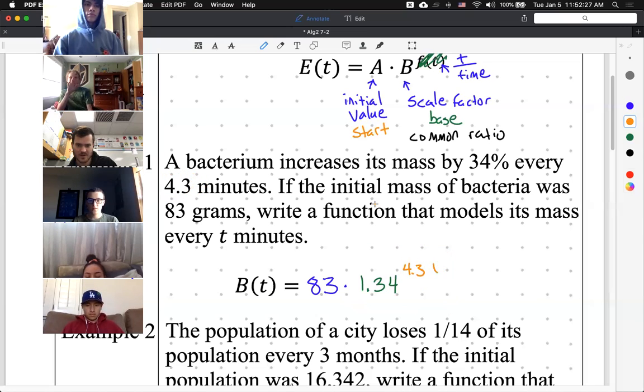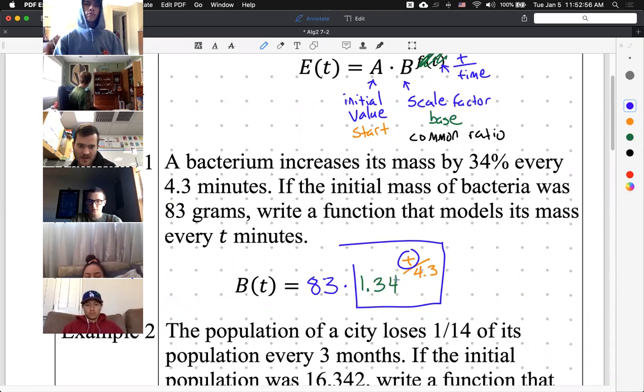So try again, Wyatt. What would that exponent be? Instead of multiply, do the other operation. Would it be t over 4.3? Okay, well let's test that. You're correct, and let's see why. If I plug in 4.3 into t now, then I get 4.3 over 4.3, which is 1, which means I get 34% more every of those minutes, every 4.3 minutes. So that one does make sense.